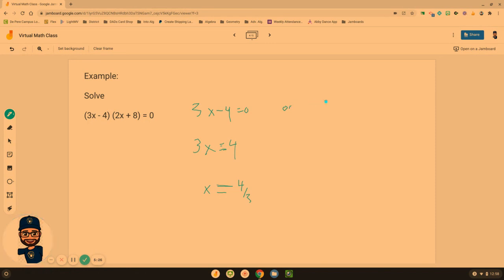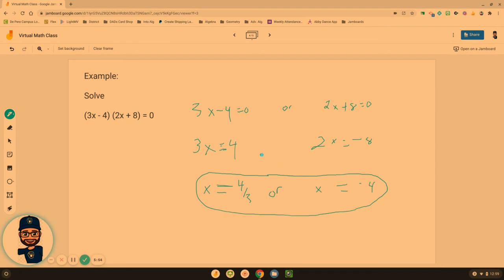Now let's solve the second one. 2x plus 8 equals 0. Subtract the 8, and we have 2x equals negative 8. Divide both sides by 2, and x equals negative 4. So we have two possible answers. x could equal 4/3, or x could equal negative 4. And that's what you're going to be working on today.